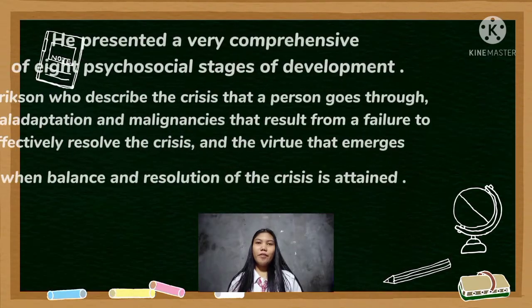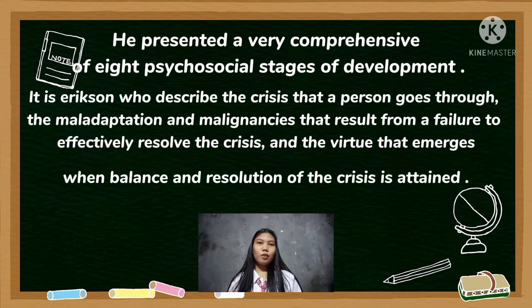He presented a very comprehensive 8 psychosocial stages of development. It is Erikson who described the crisis that a person goes through, the maladaptation and malignancies that result from a failure to effectively resolve the crisis, and the virtue that emerges when balance and resolution of the crisis is attained.